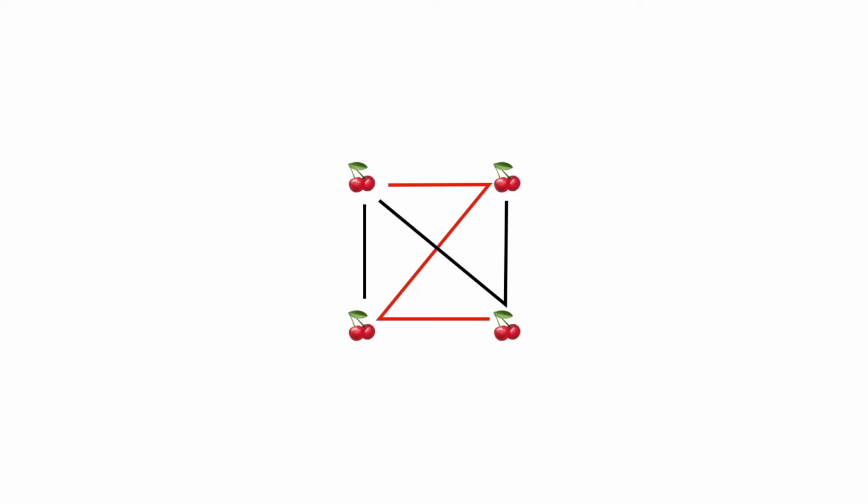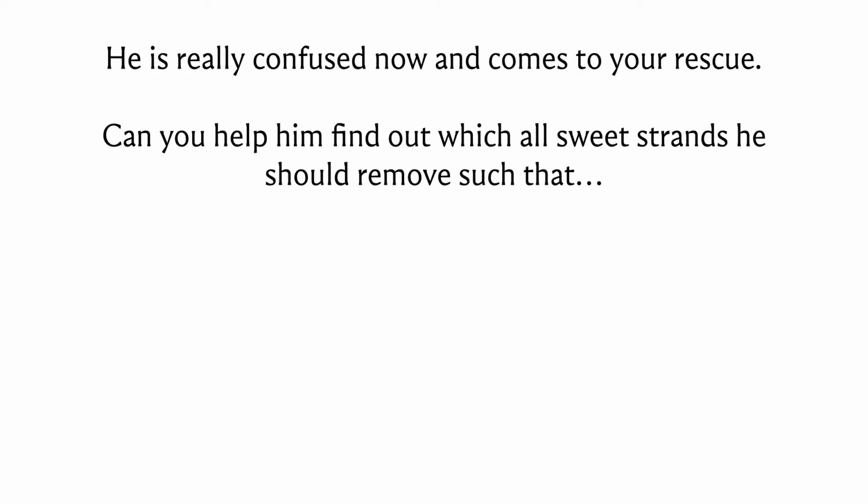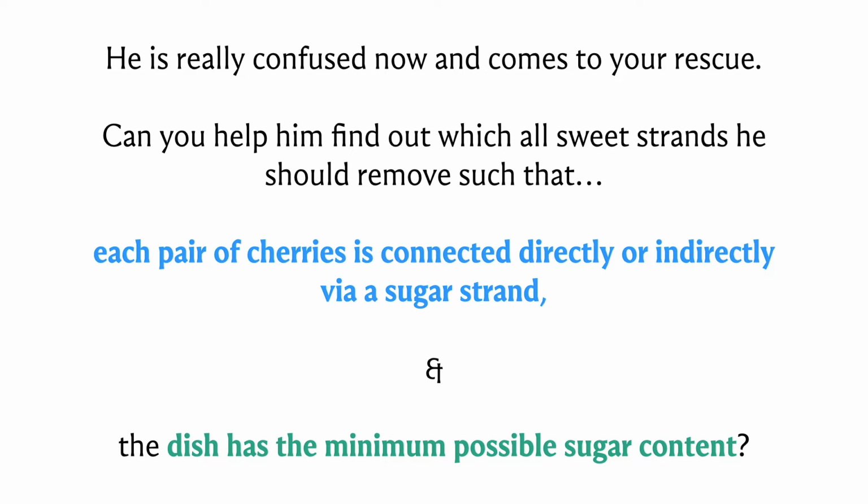Now let's talk about the task. It turns out that the dessert is too sweet because there are too many edges, or too many strands in them. And these days his school friends are dieting and they usually like dishes with less sugar. So that's our task now. You want to find out which strands you should remove so that the dessert still hangs together. Okay, so you want each pair of cherries to still be connected to each other somehow, either by a direct strand or by a sequence of strands, and you want the remaining strands to add up to having the minimum possible sugar content.